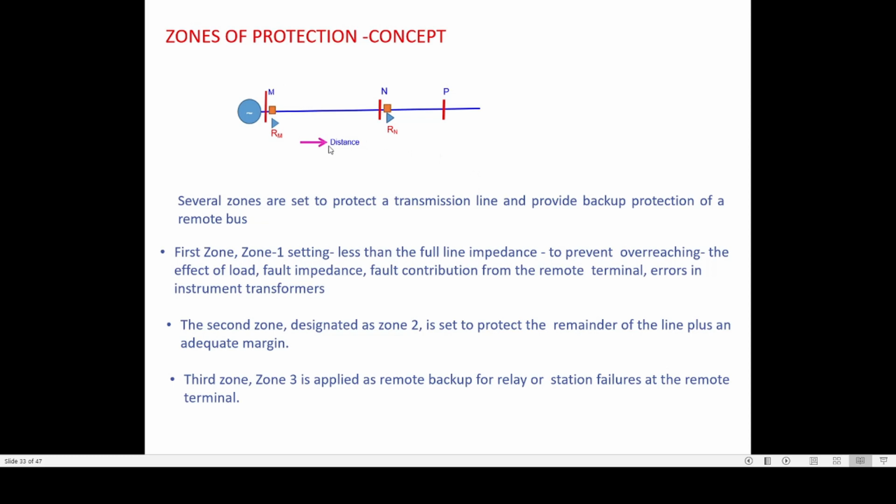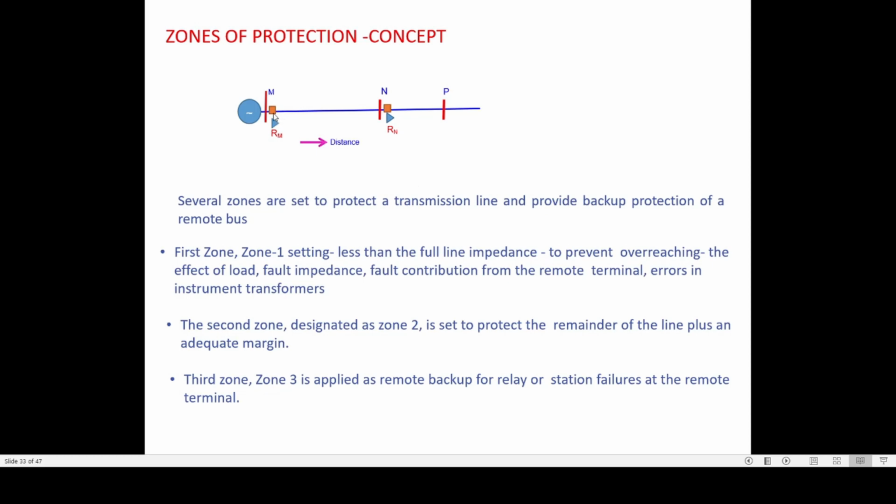That means the relay at M measures the total impedance from M to N. Suppose this impedance is 100 ohm and we set this relay impedance at 100 ohm with time delay 0, and whenever it is measuring an impedance lower than 100, it will operate. That means we are using zone 1 for the complete coverage of transmission line MN. But normally this is not that simple.